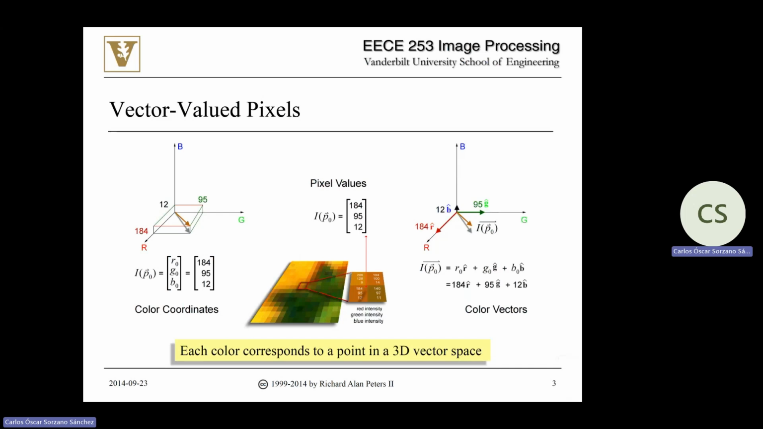So if you put 255, 255, 255, you get white. You put 0, 0, 0, you get black. And then depending on how much intensity you put in each one of the channels, you will get one color or another.